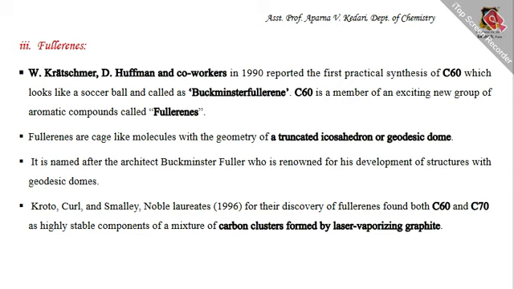It is named after the architect Buckminster Fuller, who is renowned for his development of structures with geodesic domes. Then Kroto, Curl, and Smalley, Nobel laureates in 1996, for their discovery of fullerenes, found both C60 and C70 as highly stable components of a mixture of carbon clusters formed by laser vaporizing graphite.